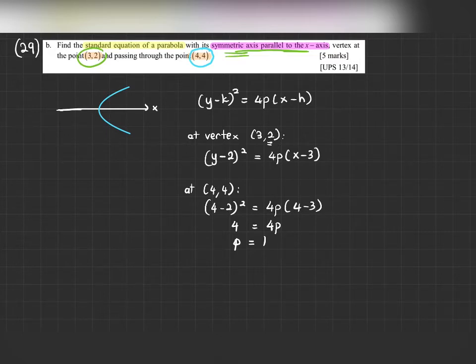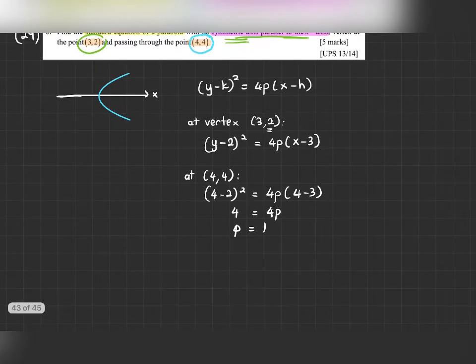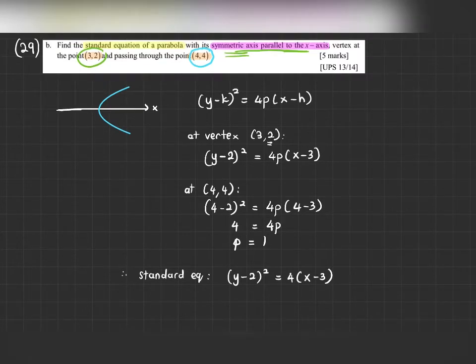Okay, now let's write the standard equation. So here, our standard equation salin balik. So therefore, the standard equation will be y minus 2 square equals to, kat sini nampak kan, 4p adalah 4. So boleh terus direct tulis lah, 4 of x minus 3. So you can just leave your answer like that. Okay, so sebab soalan tak ada beritahu suruh kita lukis, so saya nak ajar kamu lukis dia macam mana.